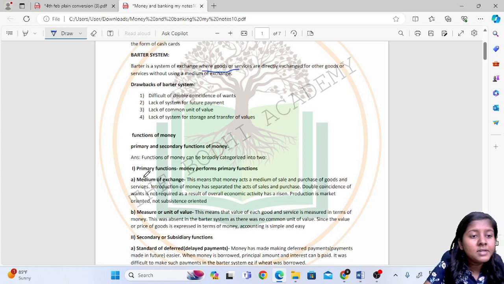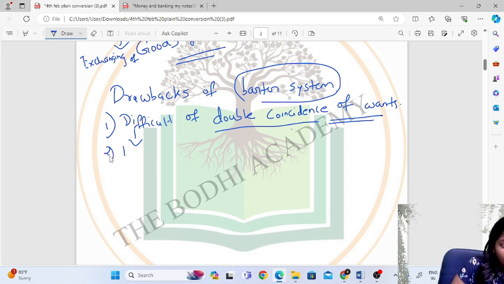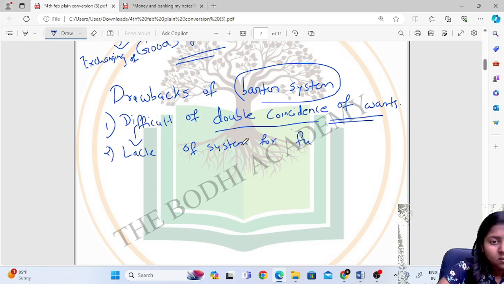Then the second one is lack of system for future payments. In the barter system, there is a lack of any satisfactory unit of exchange in contracts involving future payments. So the second point is lack of system for future payments.